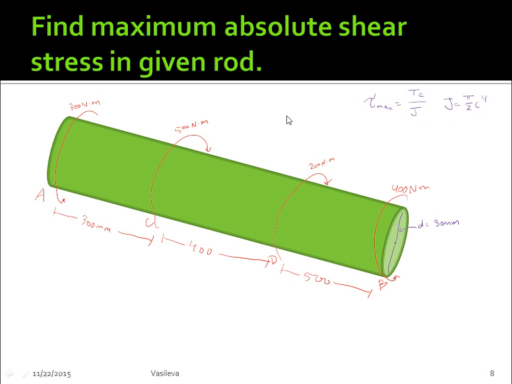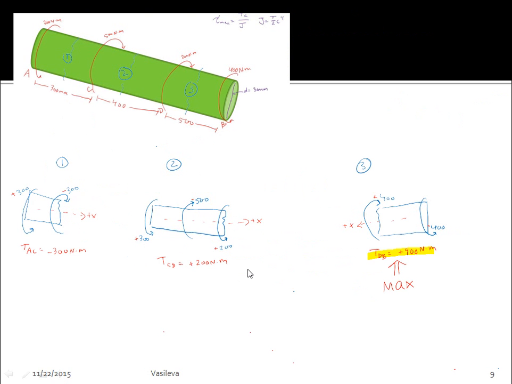So we have this rod, we have moments going this way, that way, and that way. We have a given diameter, given lengths. Alright, so the first thing we need to do is basically piece this together to find the maximum T.